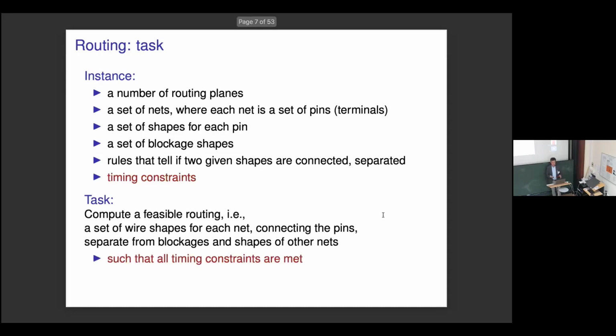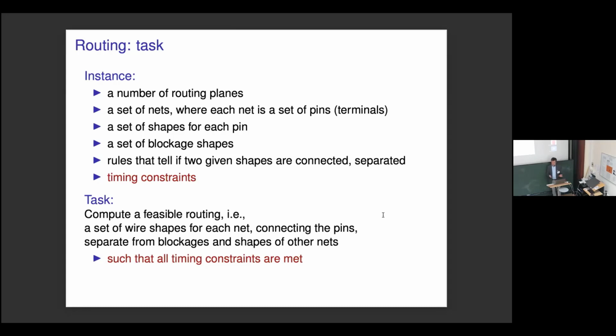In addition, we have things like timing constraints that have become more and more important. The timing behavior of a chip, so the signals should really be fast. We should avoid long detours, and the upper layers are much faster, with lower resistance than the lower layers. So for long distances we should use those, and such things come into play, which makes the problem, of course, even harder.